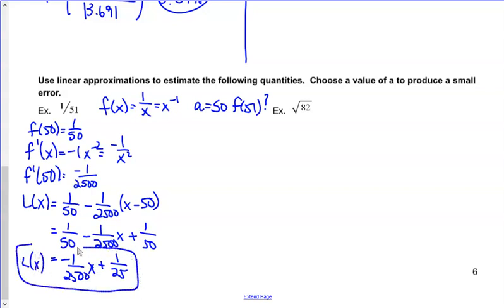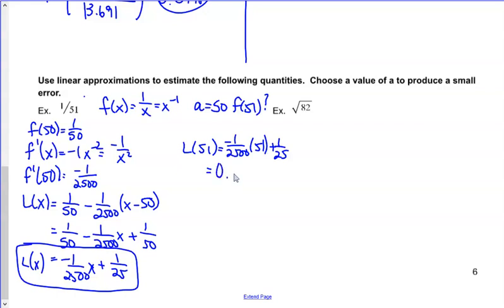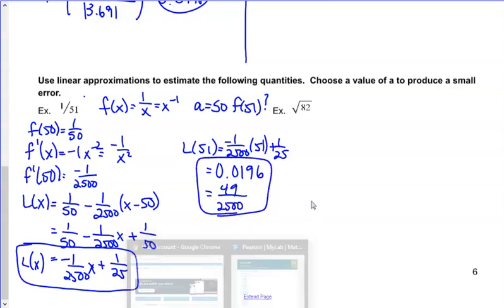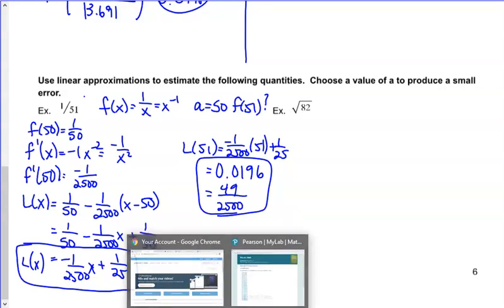So you have to go through the process of writing that linear approximation, and now to answer the question, what is the approximate value of that? Now I get to throw in 51 into that approximation. So I get negative 1 over 2500 times 51 plus 1 over 25. And again, a lot of calculator work here. I will tell you that that comes out to 0.0196, which is also the same as 49 over 2500. So either one of these answers will work. It depends on if they want an exact answer or an approximate decimal answer. That would be the only difference there.